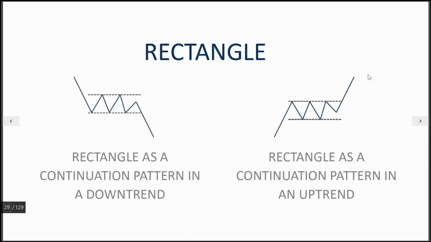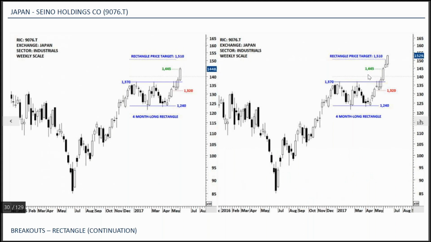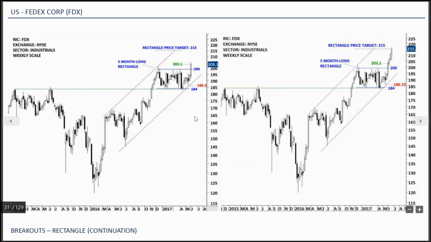Now my favorite chart pattern, rectangle. We have several examples of rectangles. I will go through them quickly, but the common idea is here. Several tests of chart pattern boundary in a nice steady uptrend. So this was a Japanese company, couple of tests, and then the breakout reaching chart pattern price target, 4-month long rectangle. Another one, US company, FedEx.